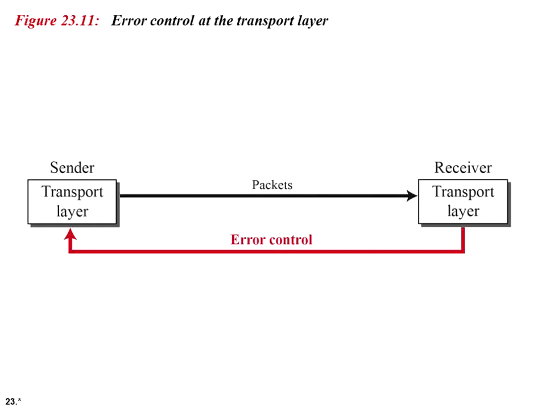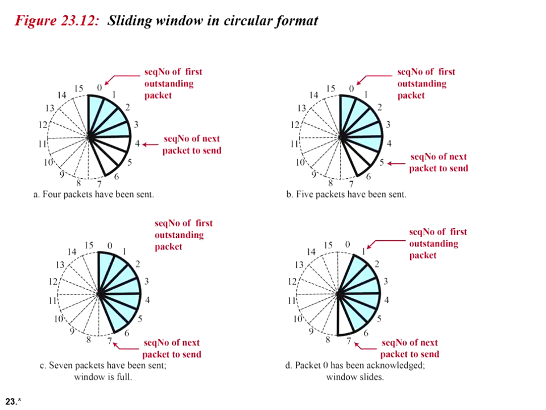The receiving transport layer can inform the sending transport layer to resend that packet using the sequence number. And the receiving transport layer can also detect duplicate packets if two received packets have the same sequence number. Now the out of order packets can be recognized by observing gaps in the sequence numbers.